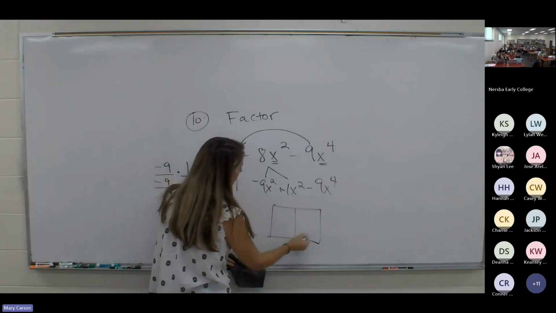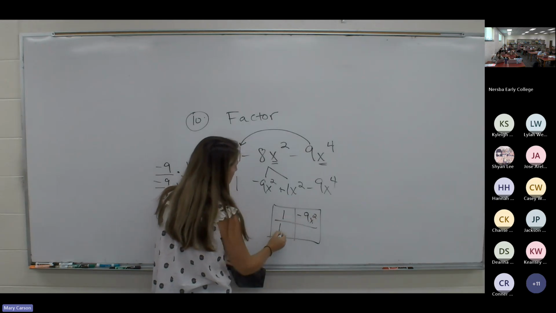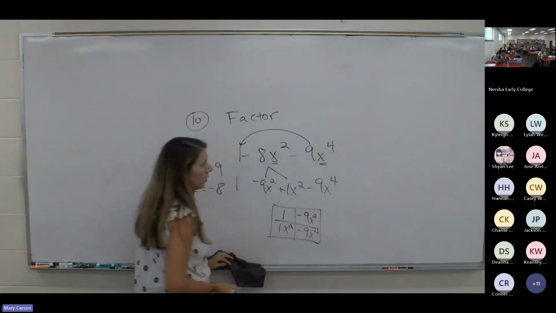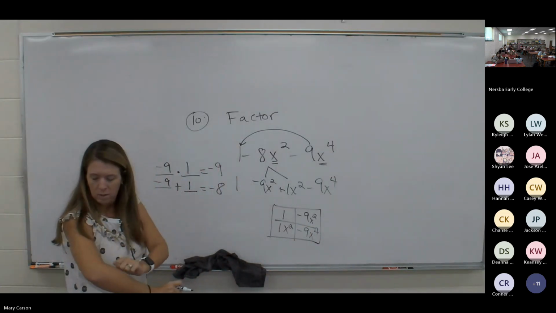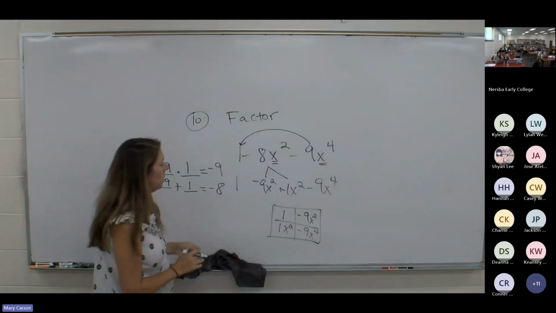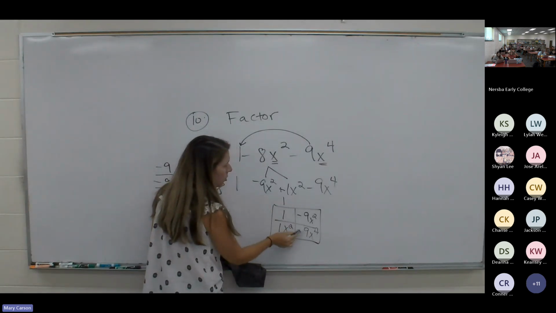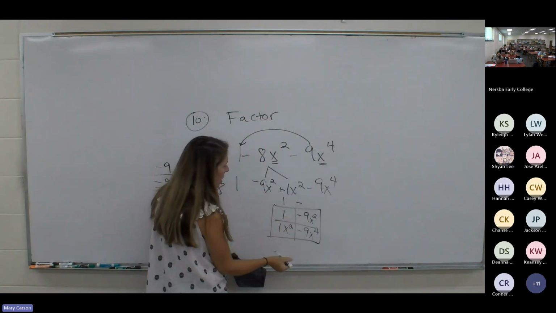So in my box, I'm gonna put 1, -9x squared goes here, 1x squared goes here, and -9x to the fourth will go there. So what do these 2 have in common? They only have a 1. Notice your negative here is on both of these. I'm gonna bring out a negative.